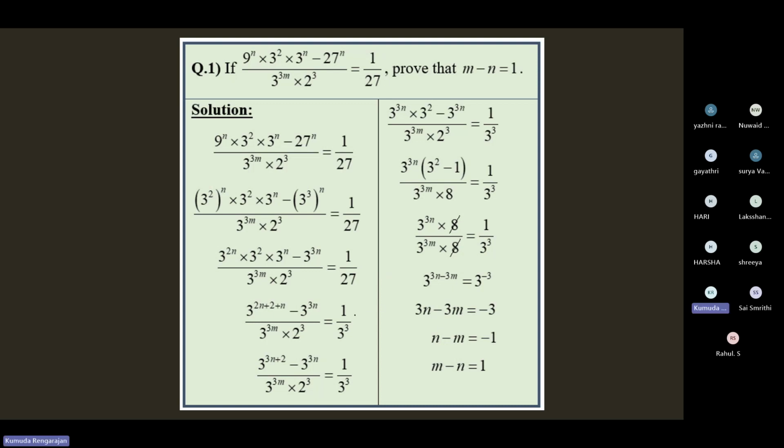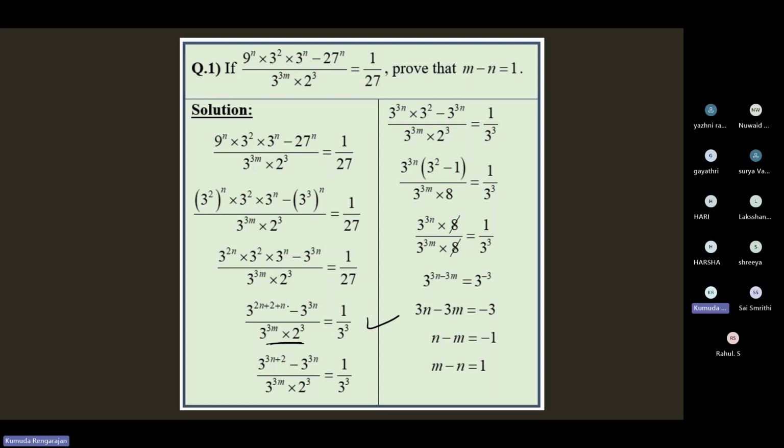So now in the next step, applying the law of exponents, you can see bases are same and it's multiplication. So we add the powers. In these three terms, you can see that the bases are same and it's multiplication. So we add the powers. So we have 3 raised to the power 2n plus 2 plus n, minus 3 to the power 3n as it is, divided by, in the denominator, the bases are different. The powers are also different. So the denominator as it is.